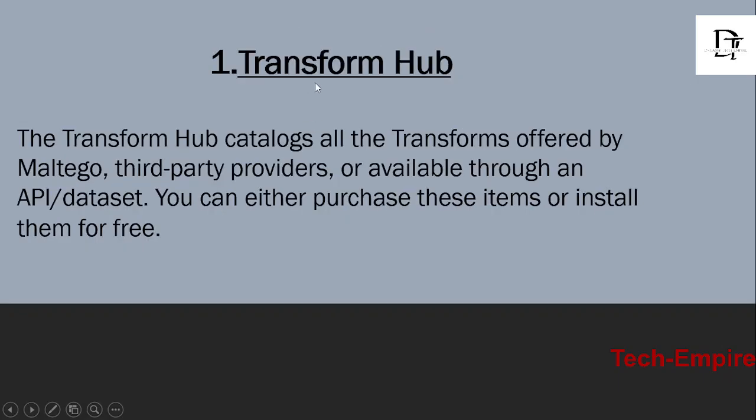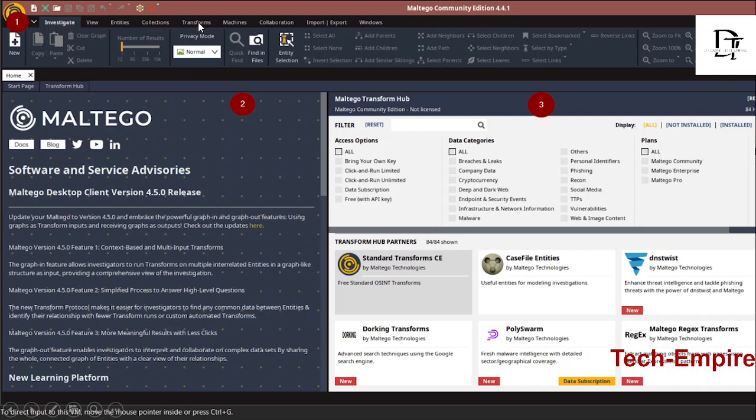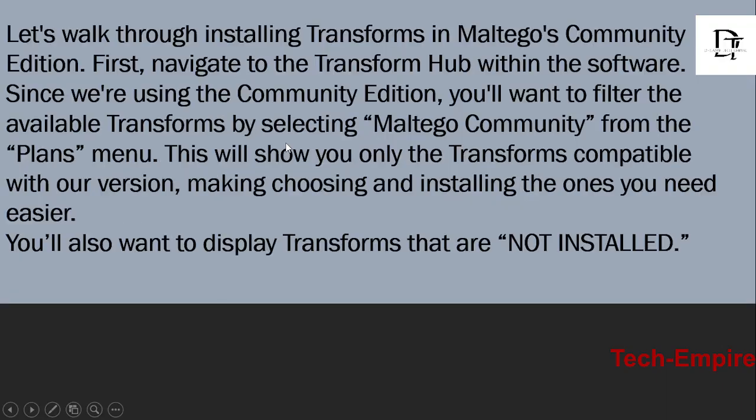So now the Transform Hub. The Transform Hub catalogs all the transforms offered by Maltego. If you want to see all the offers, you just come here and click on transform or machine. We are going to play around with all of this, don't worry. So just let me be fast with the audio aspect.